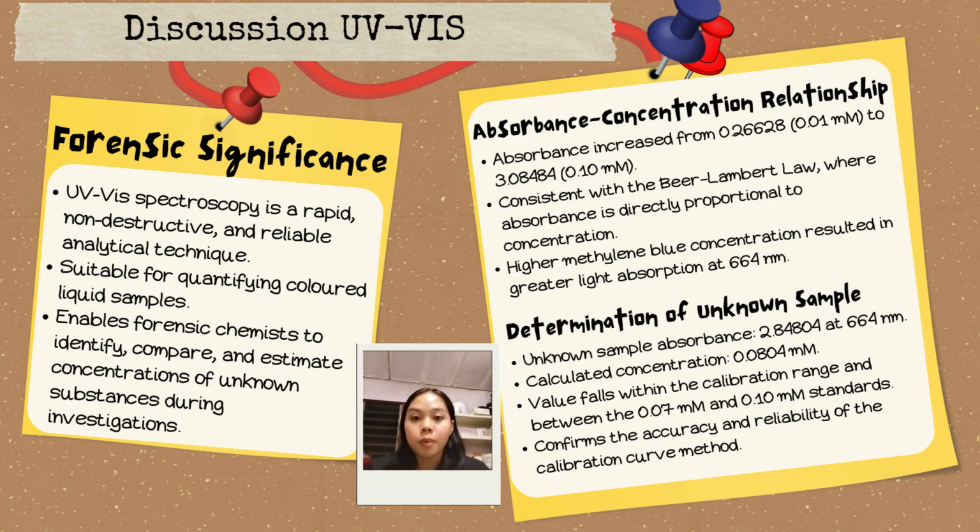From a forensic perspective, UV spectroscopy is a rapid, non-destructive and reliable analytical technique. It is particularly useful for analyzing colored liquid samples and allows forensic chemists to identify, compare and estimate the concentration of unknown substances encountered during investigation.